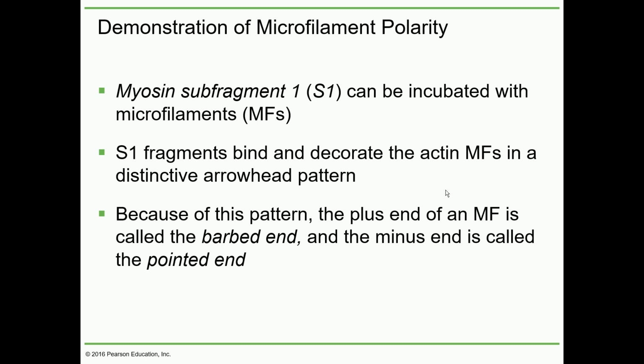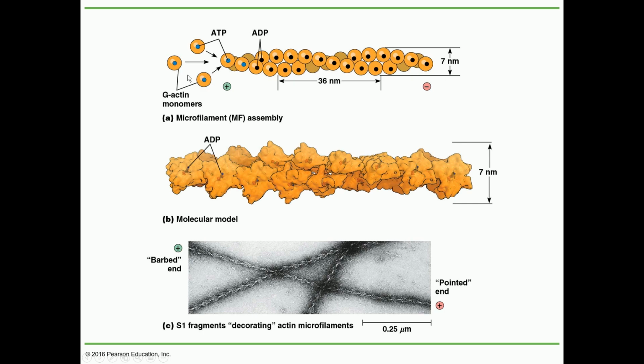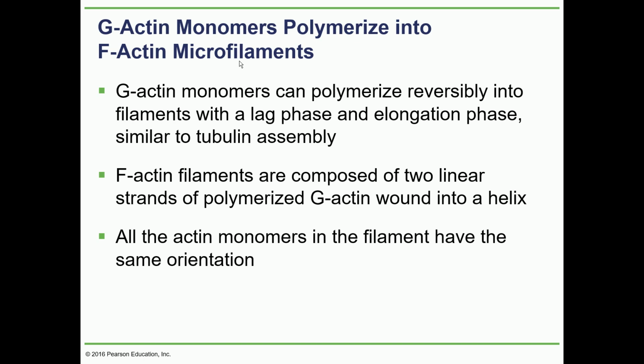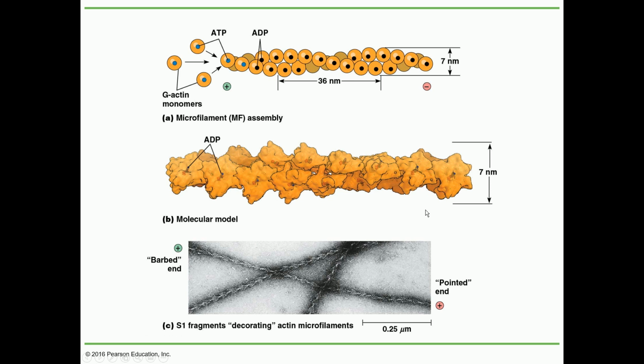You can see here that they are composed of two linear strands of polymerized G-actin. What we see on the slide is that F-actin filaments are composed of two linear strands of polymerized G-actin wound into a helix. This is all G-actin, and you can see how they have polymerized and formed the F-actin, and how the two chains are wound around each other.